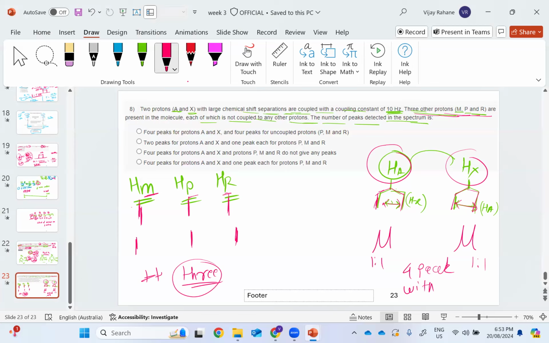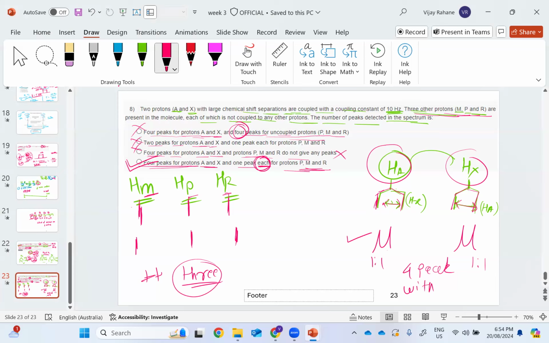And there are four peaks due to HA and HX. So which option here? Four peaks for HA and X, and four peaks for uncoupled P, M, and R. This is wrong. This should be three, right? Another one is two peaks for protons A and X. This is wrong because they couple with each other, so it should show four peaks. Another is four peaks for protons A and X, and PMR do not give any peaks. This is also wrong. The last option is four peaks for A and X, which is correct, and one peak each for P, M, and R. That means there are three peaks. So option D is the correct option here.